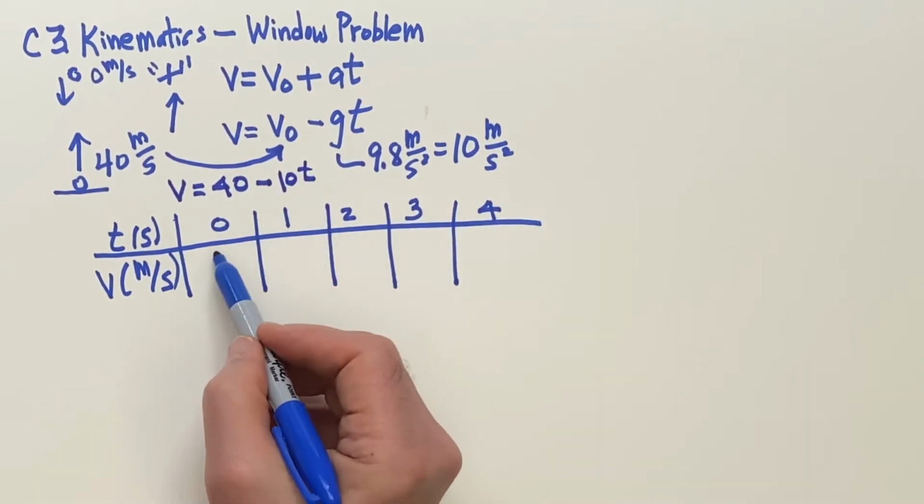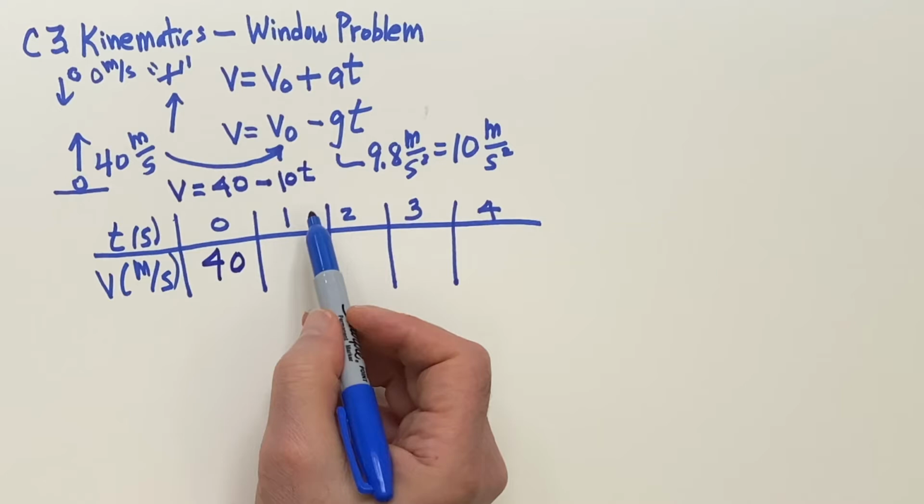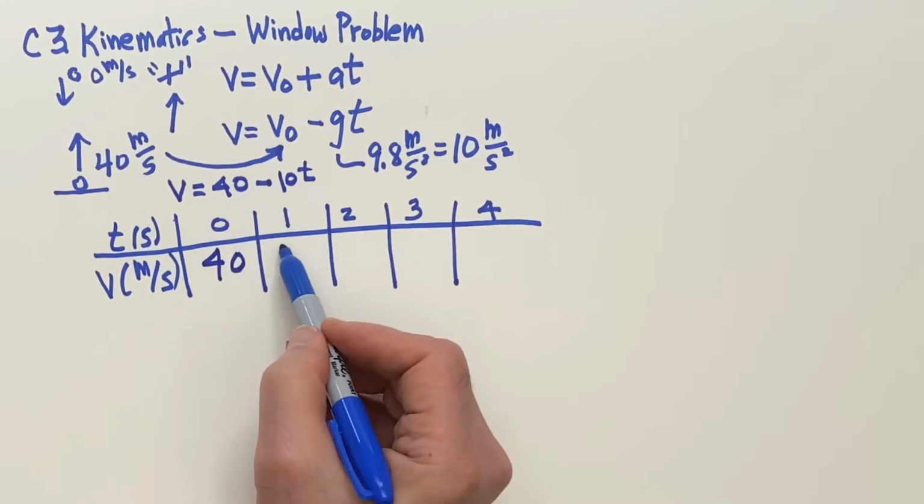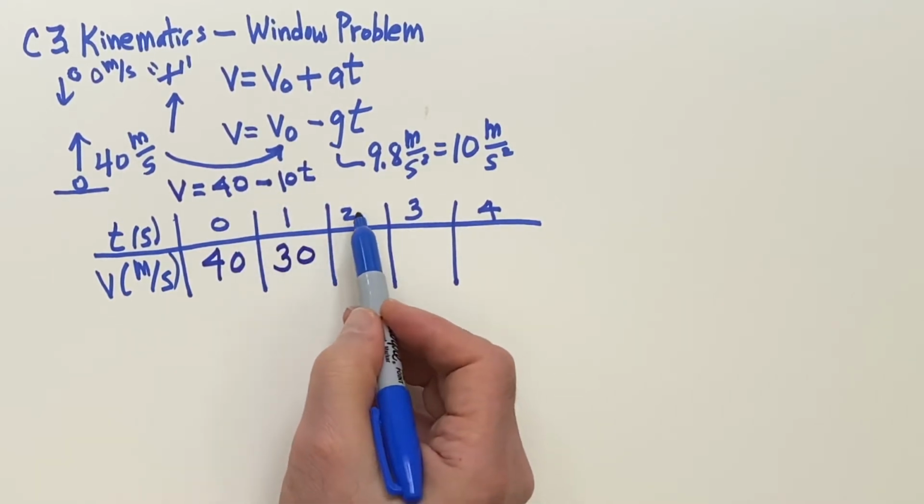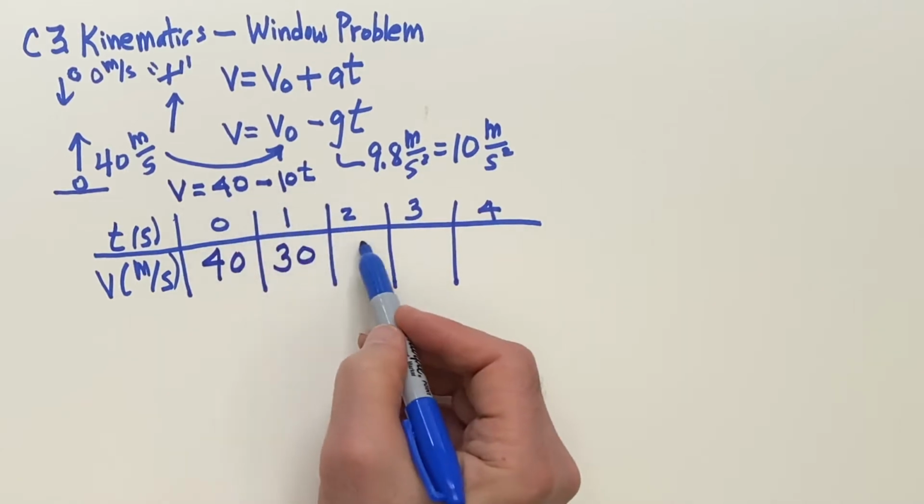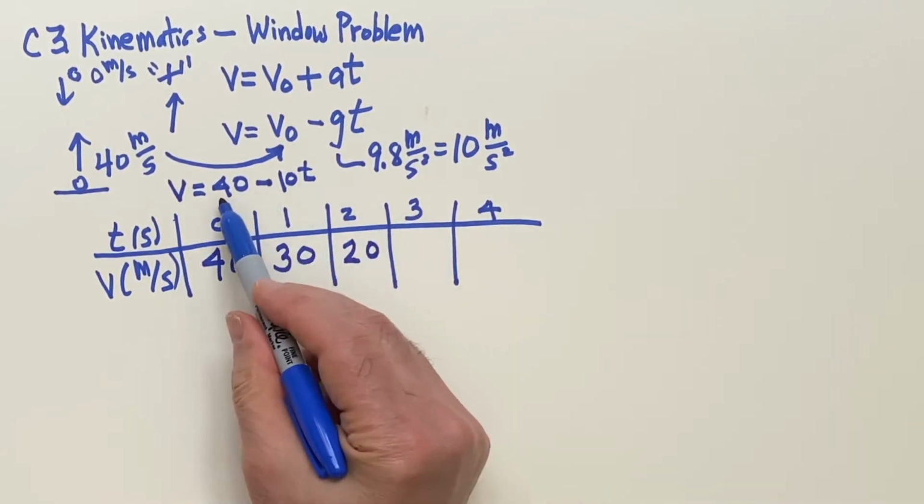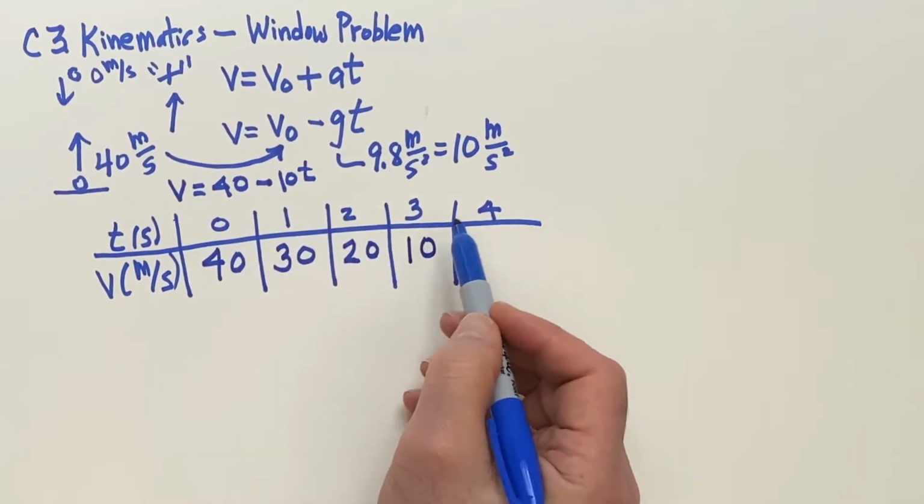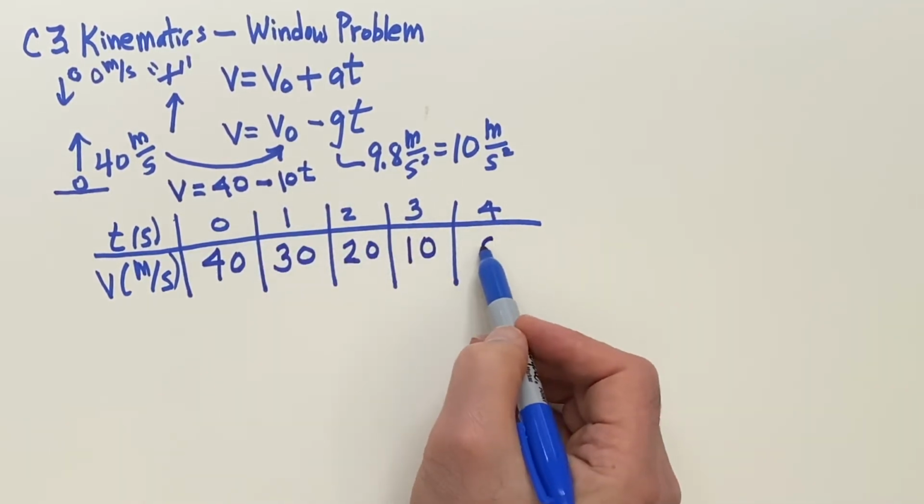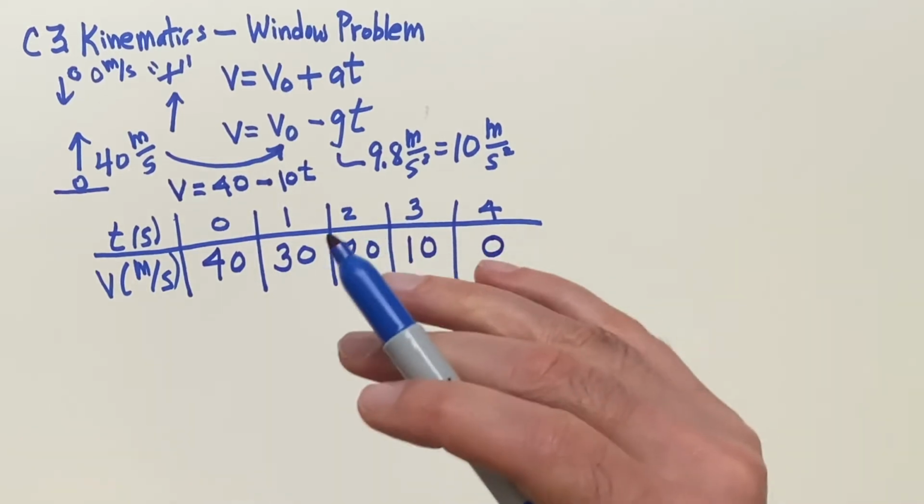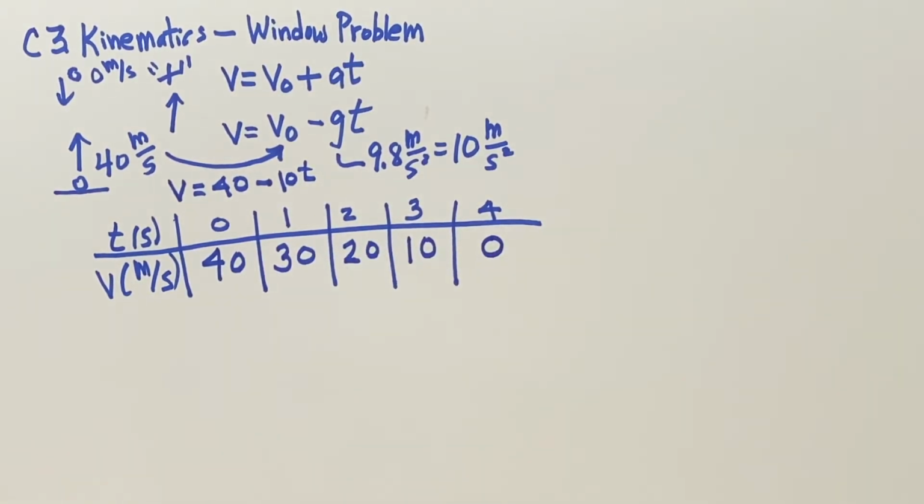So when t is 0, you have 40. Then when t is 1, 40 minus 10 is 30. When t is 2, 40 minus 20 is 20. When t is 3, 40 minus 30 is 10. And when t is 4, 40 minus 40 is 0. So that's where it's going to momentarily come to rest, and then it's going to fall down.